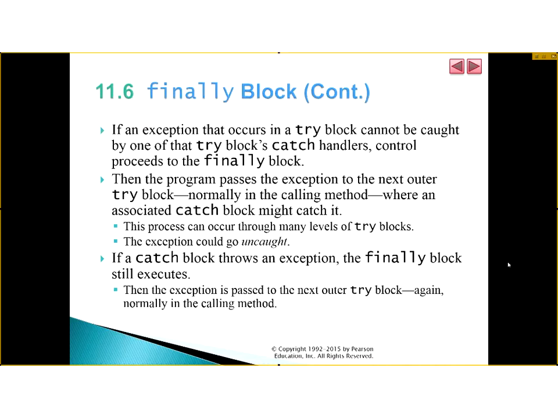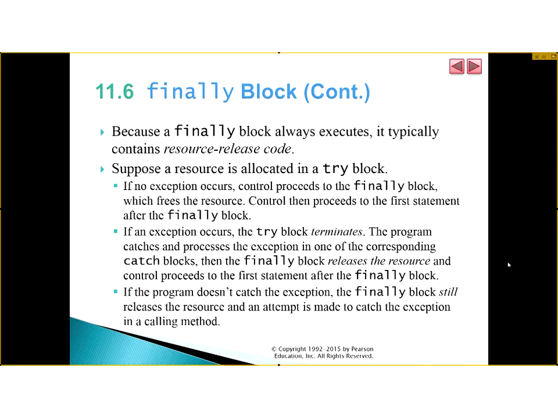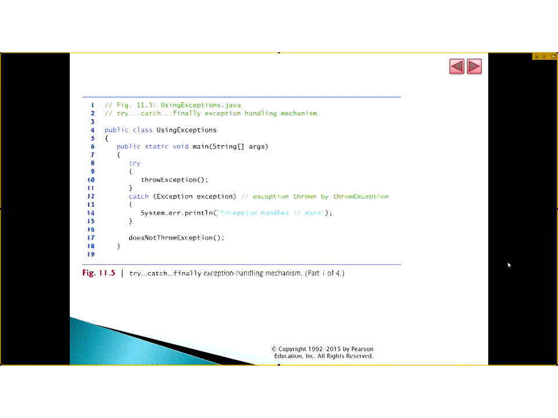If an exception that occurs in a try block cannot be caught by one of the catches, finally runs. If an exception occurs and catch does handle it, finally always runs. Finally runs. All right, and that's what he's talking about here.